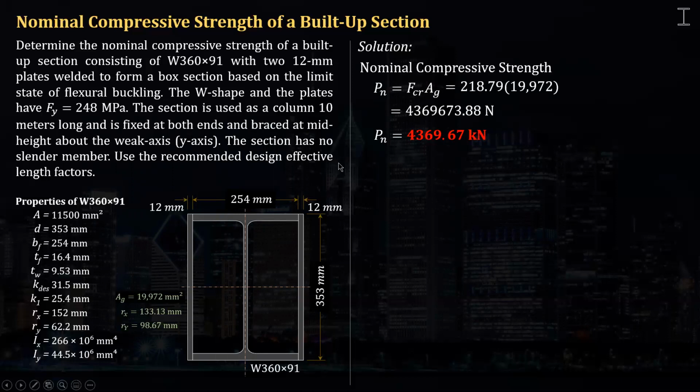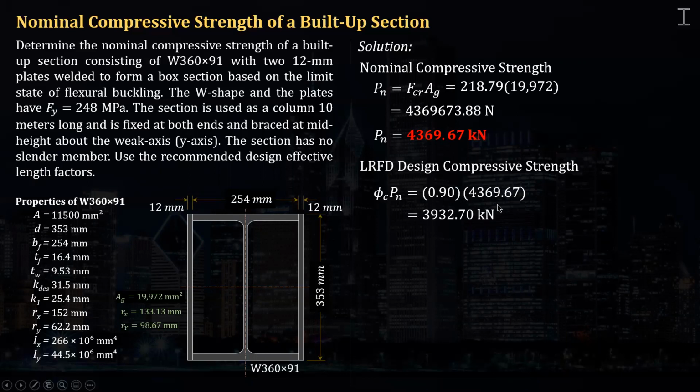Okay, so it's easy lang. Now, what if the question is, what is the LRFD design compressive strength of this built-up section? So here, we just have to calculate phi Pn. We just have to multiply the strength reduction factor phi with Pn. And for compression, phi is 0.9. So multiplying this by 0.9, that will give us 3,932.7.